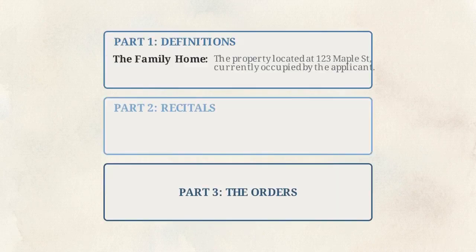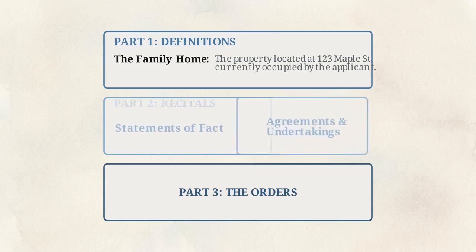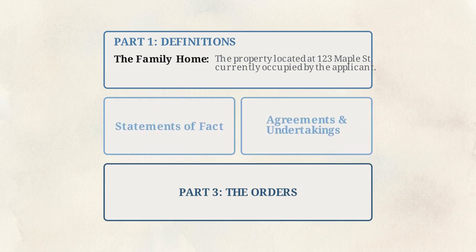Effective drafting requires moving beyond the application forms and following the President's specific practice guidance for the order itself. Since May 2023, the Mr. Justice Peel Standard Family Orders have required a strict 3-part structural architecture. Part 1 establishes the definitions. This section provides the precise legal meaning of terms used throughout the document, leaving no room for ambiguity during future enforcement. Part 2 houses the recitals.